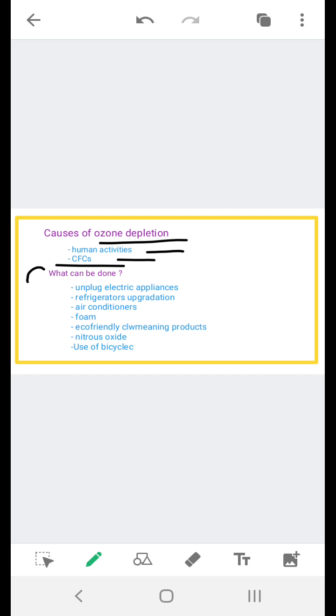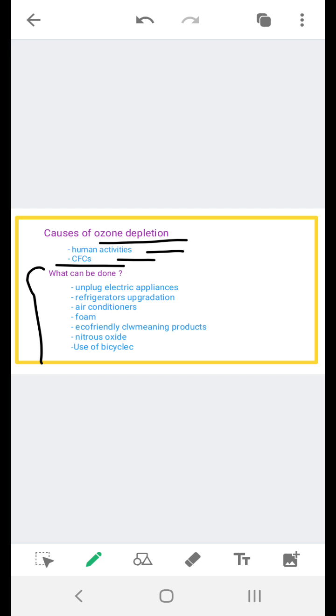So what can be done? How can we reduce this ozone depletion? To save the ozone layer from further depletion, each one of us should accept their responsibility and do what is in our reach. So hum sabko apna part play karna hai. Uske liye kuch steps hain jinko hum follow kar sakte hain aur usse hum ozone depletion ko rok sakte hain.